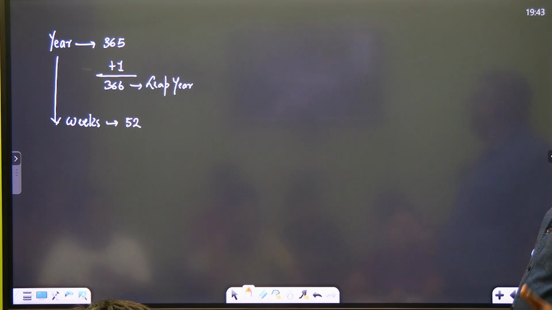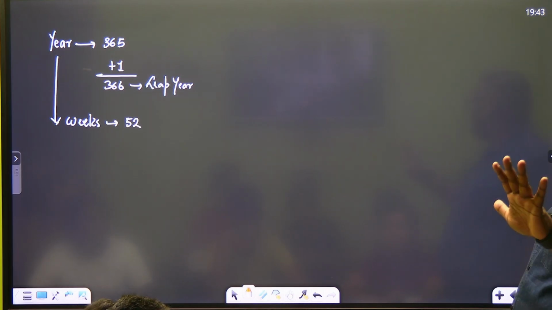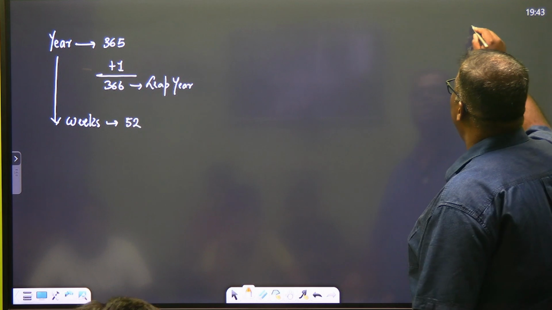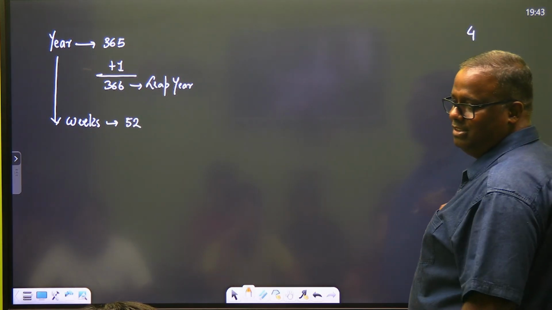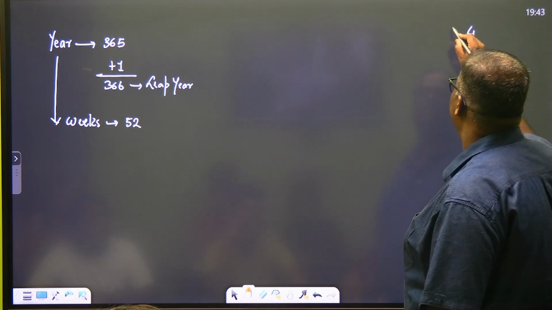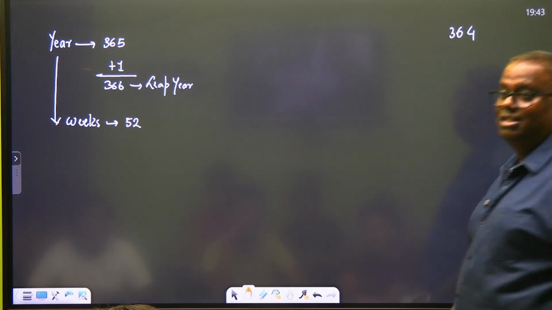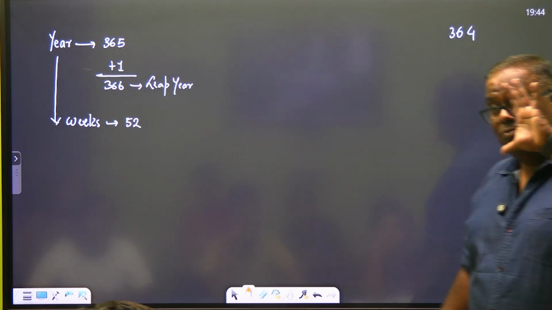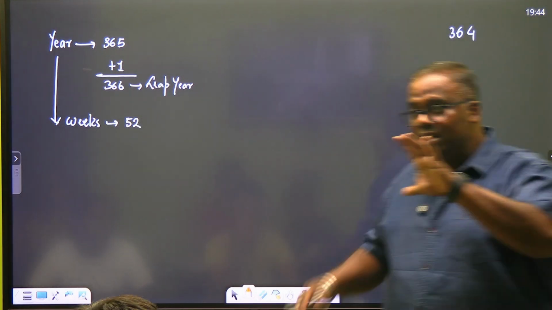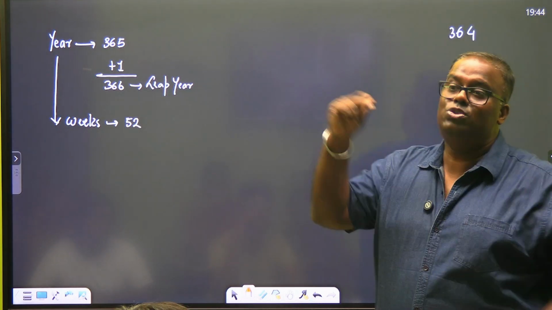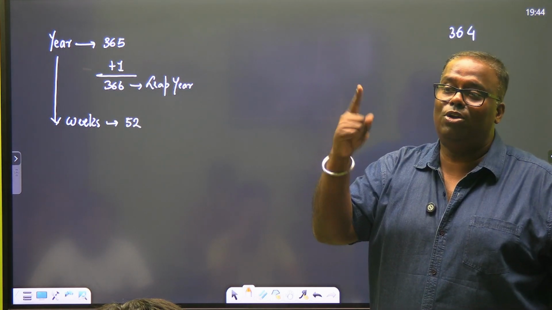How many days in a week? 7 days in a week. Multiply 52 with 7. How much? 7 2s are 14, 4, 1 carry over. 7 5s are 35 plus 1, 36, 364. समझ में आ रहा है? यानी कि अगर हम वीक का हिसाब करें, we exactly land up at how much? 364. उसके बाद every non-leap year we get 1 day extra.